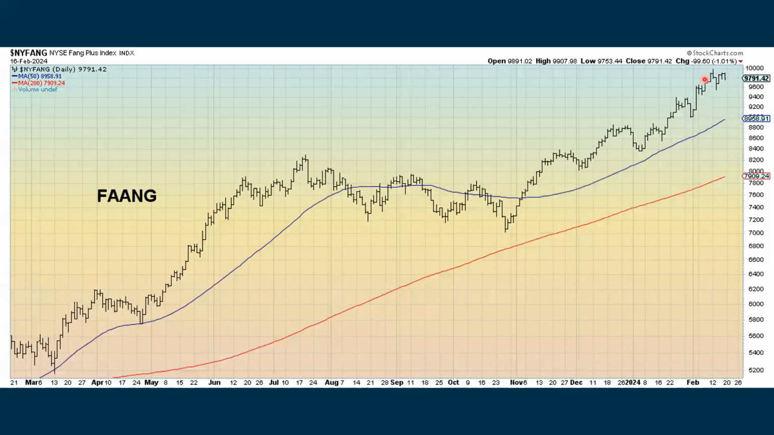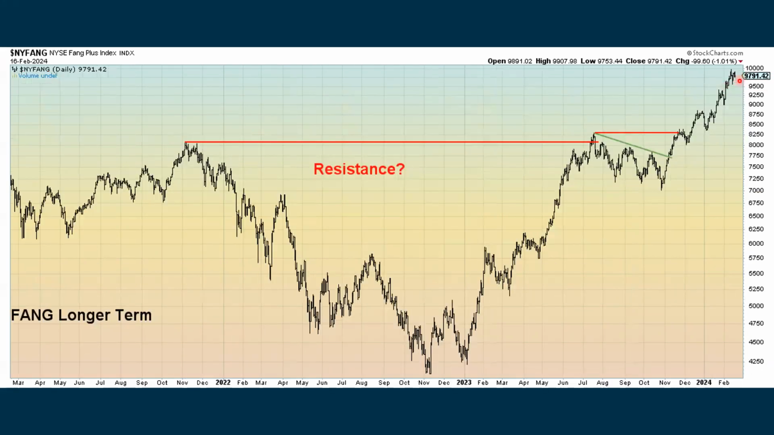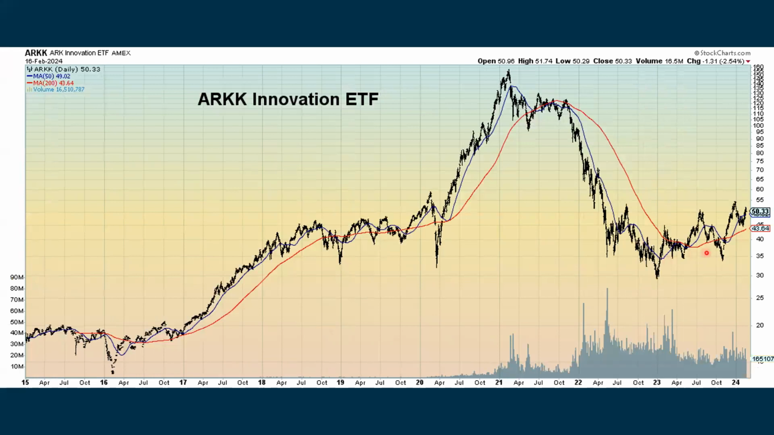And we look at the FANG index, which has been setting a series of all-time highs lately, even though it declined over 1% on Friday. And if we do really start to fall with the FANG index, we're going to be looking at these other areas here for potential support. ARK, which is a very popular investment, continues to be in an uptrend.